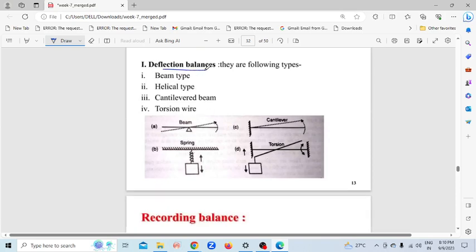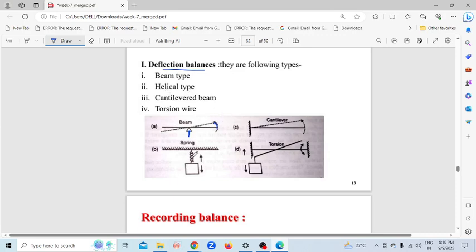Deflection balance means something is deflecting. These are the beam type. This is the midpoint, and this beam is deflecting. Initially it is in a horizontal condition, but when the mass changes, it deflects like that, so you can measure how much change there is.